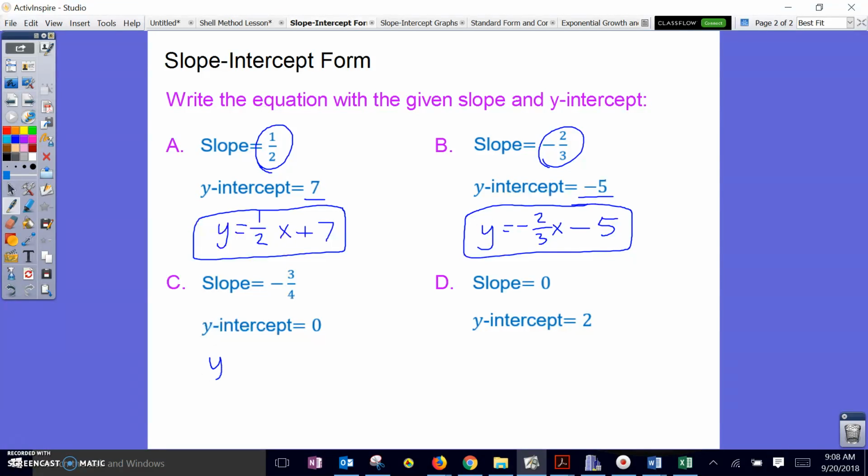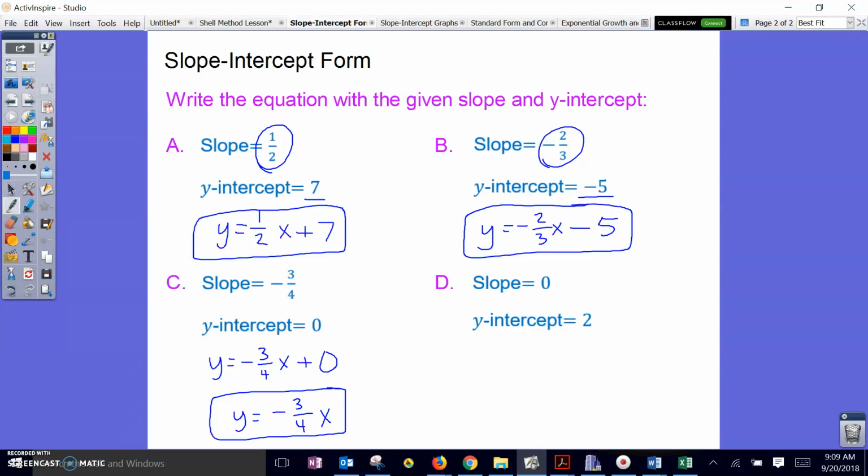Next, again, we're going to do y equals mx plus b. Our slope is negative 3/4, so we'll put that in as the x coefficient. Our y-intercept is 0, so this is really this, but we don't tend to write that plus 0 on the end, and so we would just write this equation as y equals negative 3/4 x.